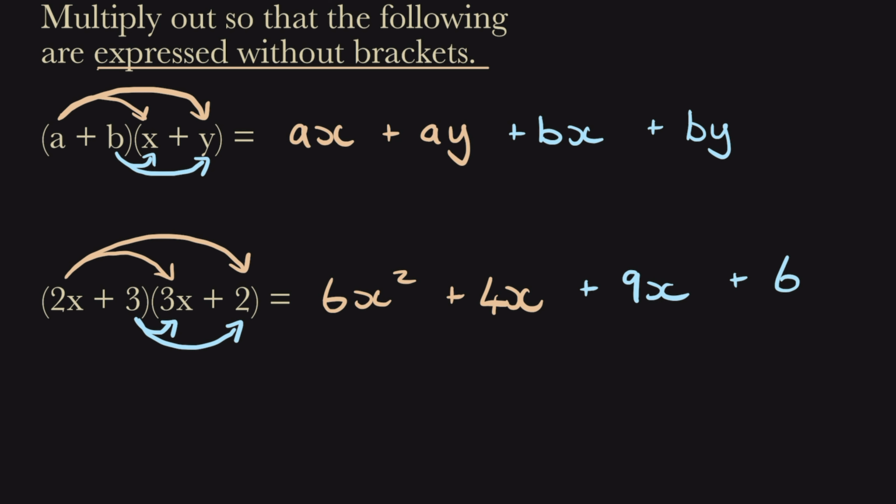Now the brackets are fully removed. And the next thing that we need to do is combine our like terms. And we've got 4x plus 9x. So we write another line of working. 6x squared remains the same. Then we've got plus 13x and the plus 6 from the previous line of working.